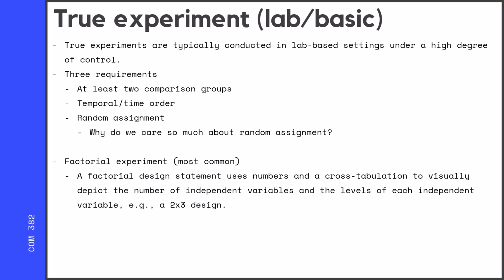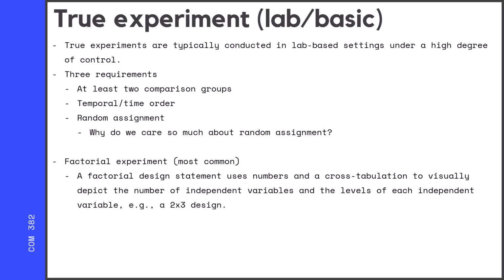So I want to point out to you that there are different kinds of true experiments, and one that's very common is a factorial experiment. A factorial design uses numbers and crosstabs to visually depict the number of independent variables and the level of each variable, like a 2x3 design. So let me give you an example of a 2x2. Let's say I'm interested in the temperature of the room and noise level on task performance.